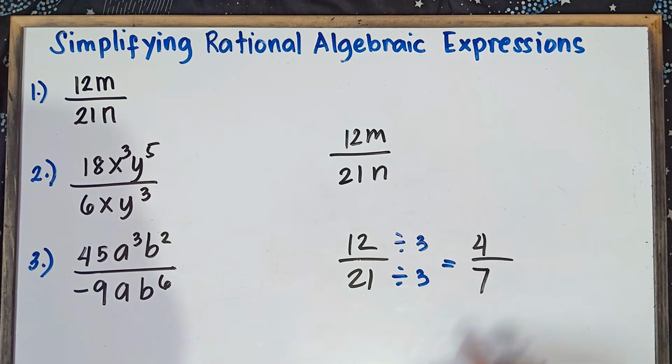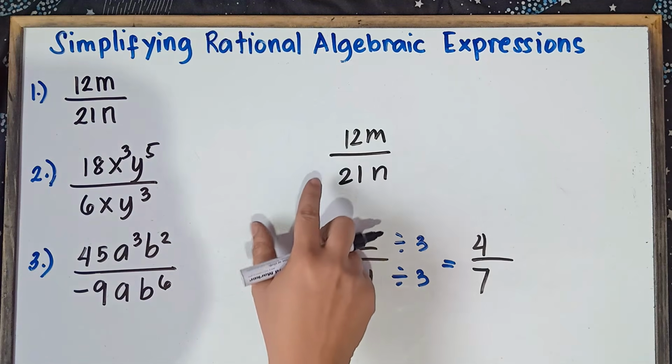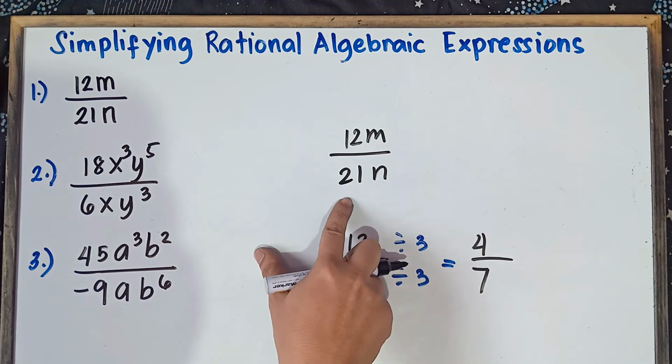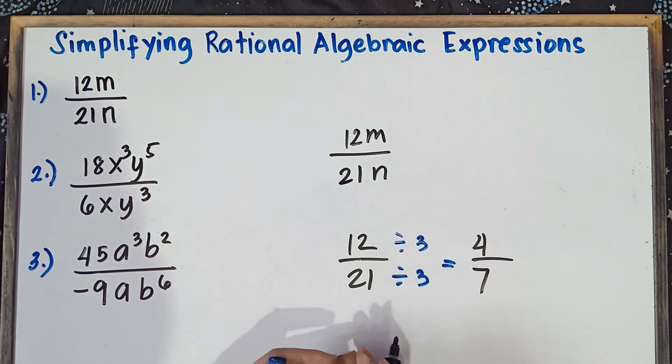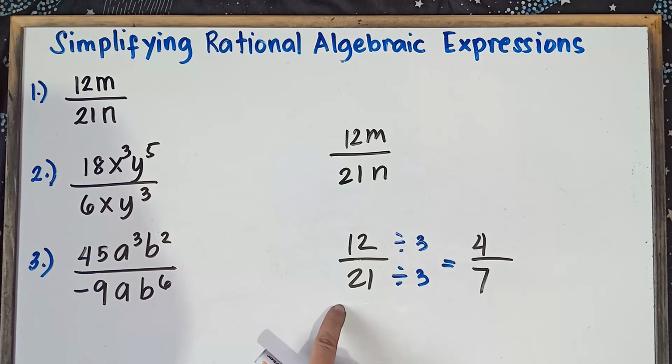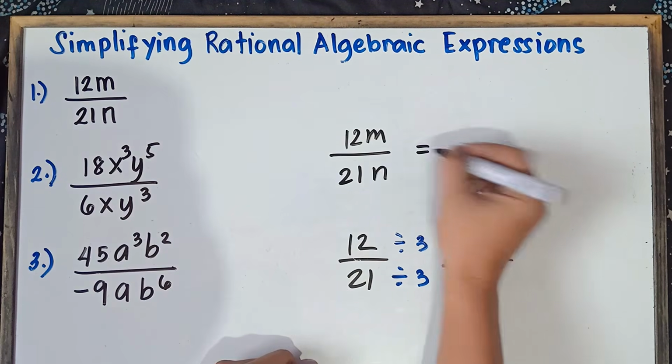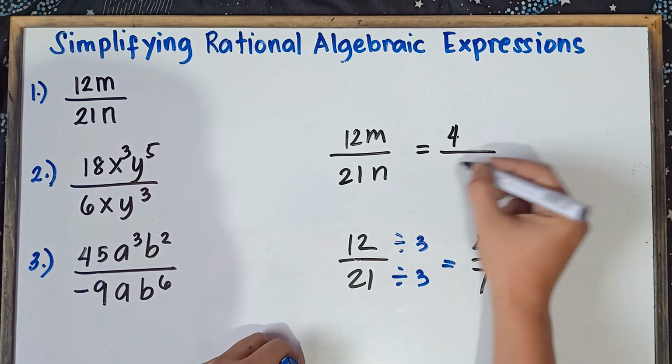Can we reduce 4 over 7? Nope, we cannot reduce. Once again, you check first the numbers. Can we divide 12 by 21? No, you will get a decimal answer. Can we reduce 12 and 21? Yup, by finding the greatest common factor, which is 3. So 12 divided by 3 is 4, and 21 divided by 3 is 7. So this will be 4 over 7.